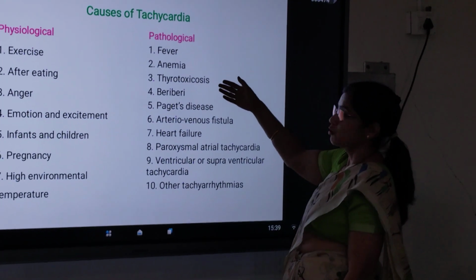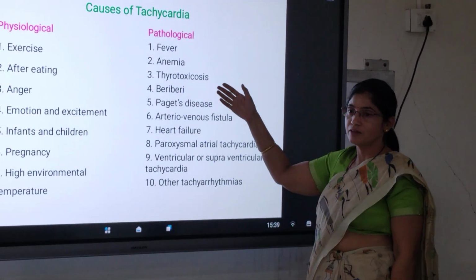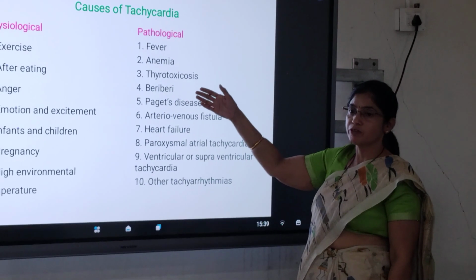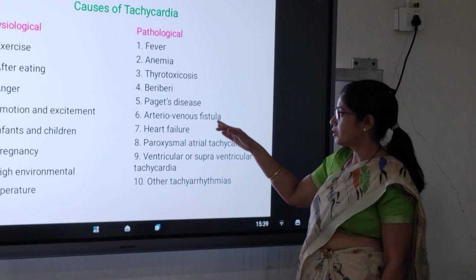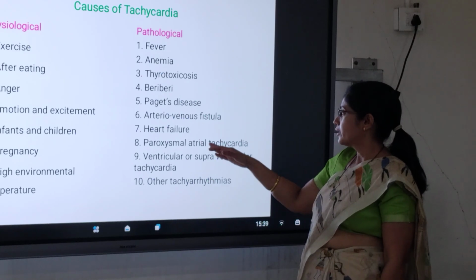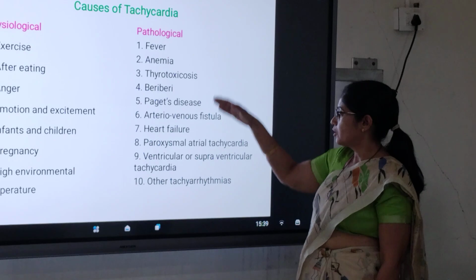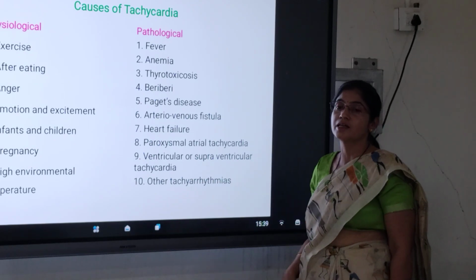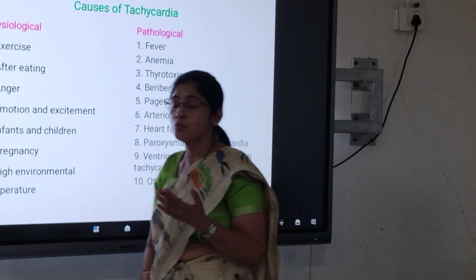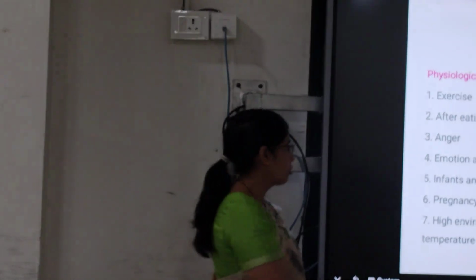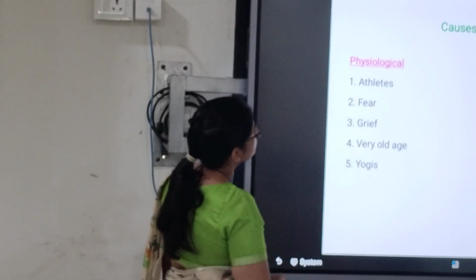Fever, anemia, thyrotoxicosis, you will get an increase in the heart rate. Beriberi, this is one of the vitamin deficiency diseases. Arteriovenous fistula, heart failure, paroxysmal tachycardia, ventricular and supraventricular tachycardia. In all these conditions, you will get an increase in the heart rate, even more than 250, 300 like this. So you have to manage with the drugs.